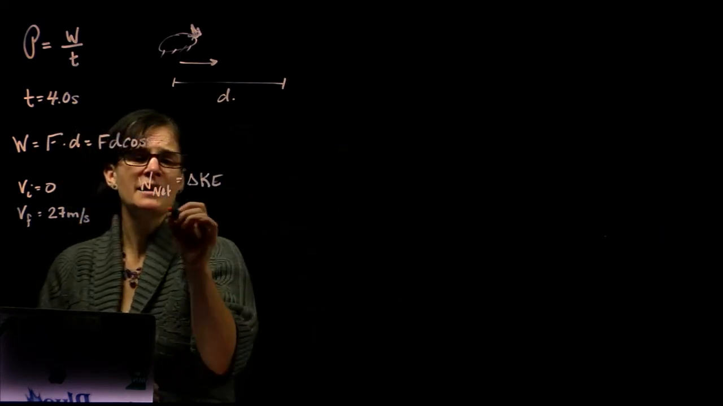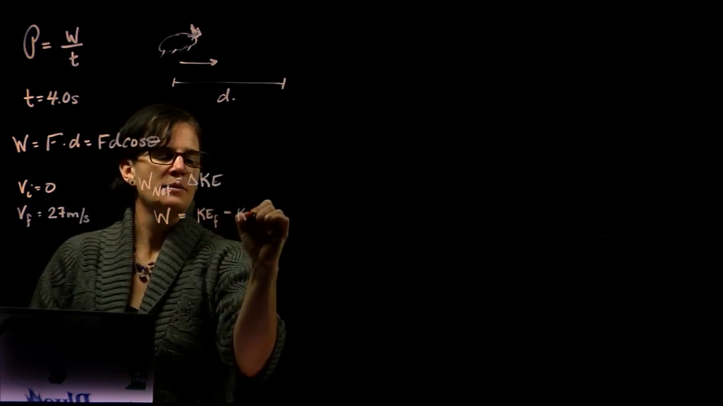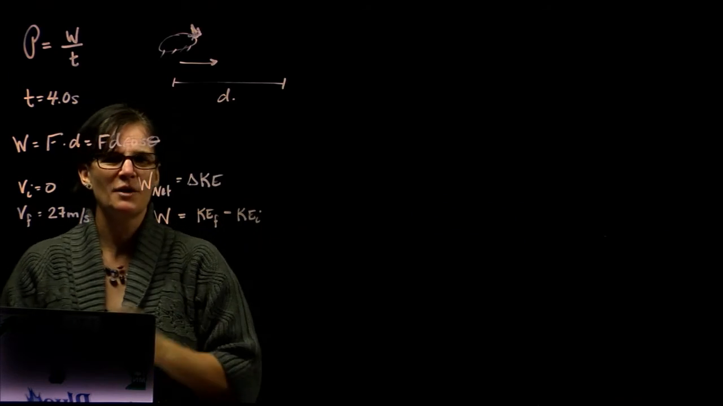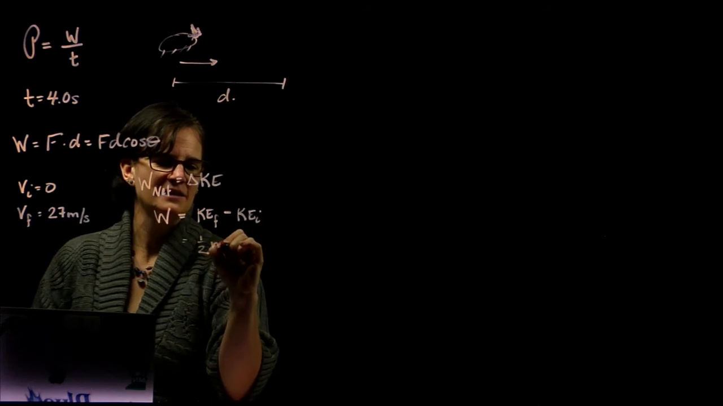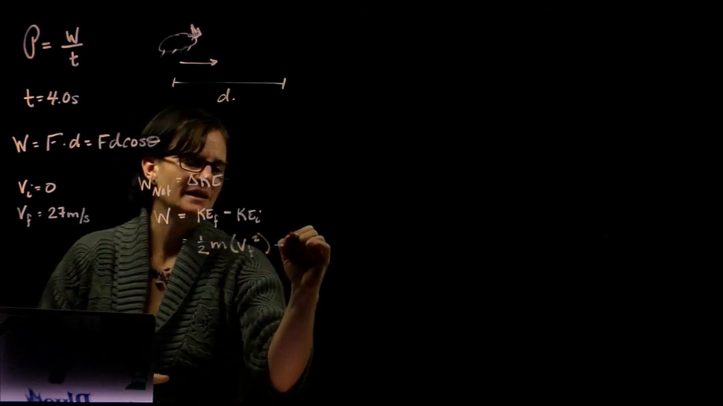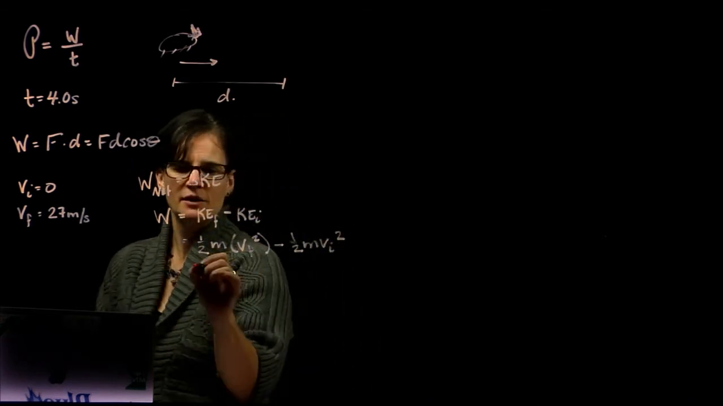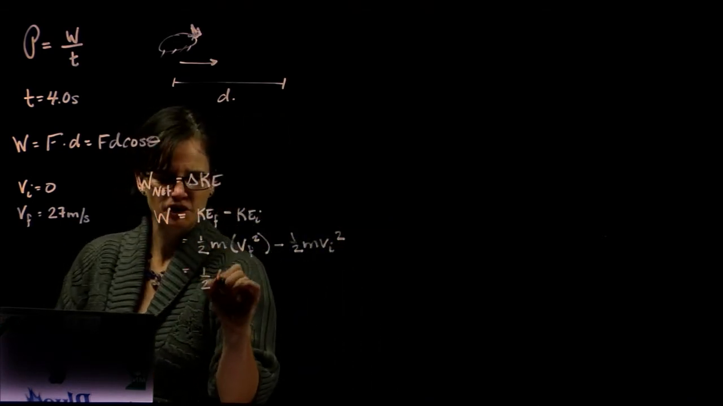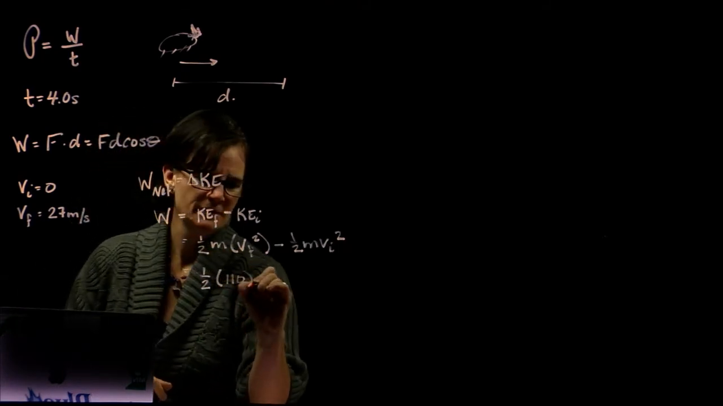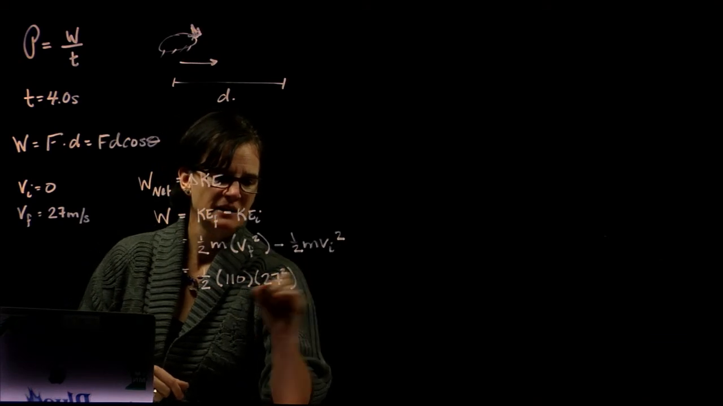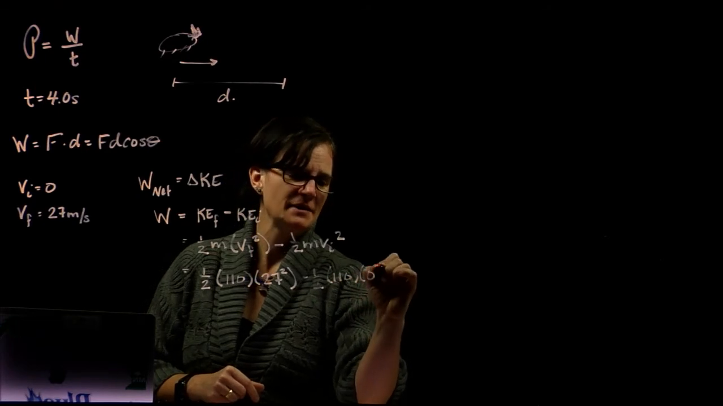So the net work then is going to equal the final kinetic energy of the cheetah minus the initial kinetic energy of the cheetah. And we have no external forces acting on the system. So we have 1/2 the mass of the cheetah times v final squared minus 1/2 the mass of the cheetah times v initial squared. All right, so I have all that information. I know my mass of the cheetah is, what was the mass? 110 kilograms. Its final speed was 27 meters per second, squared, minus 1/2 times 110 kilograms times its initial speed, which is 0.